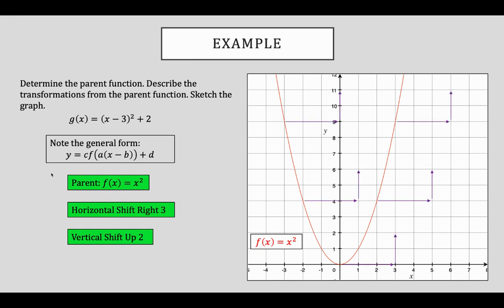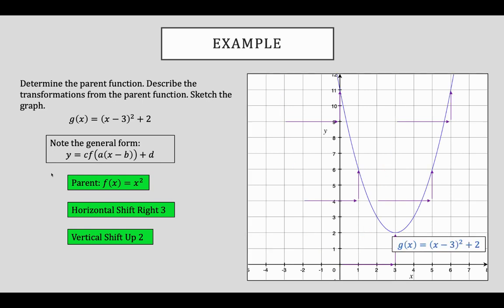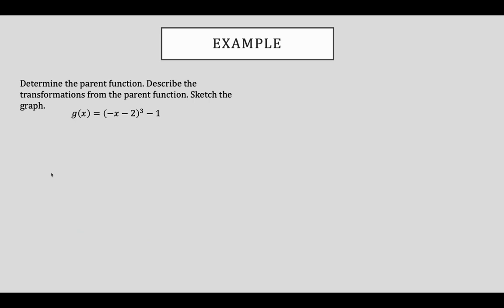So all we need to do is translate all the points to the right 3 and up 2, giving us our function g of x. Here we have the graph g of x is equal to the quantity x minus 3 squared plus 2. Okay, let's try another one here.